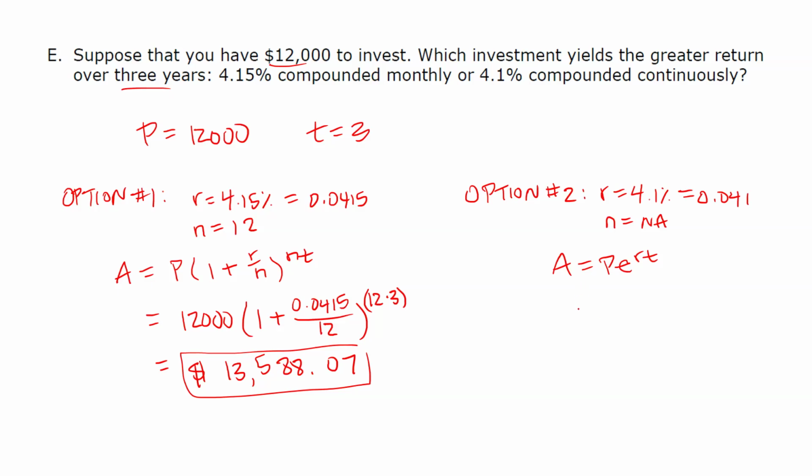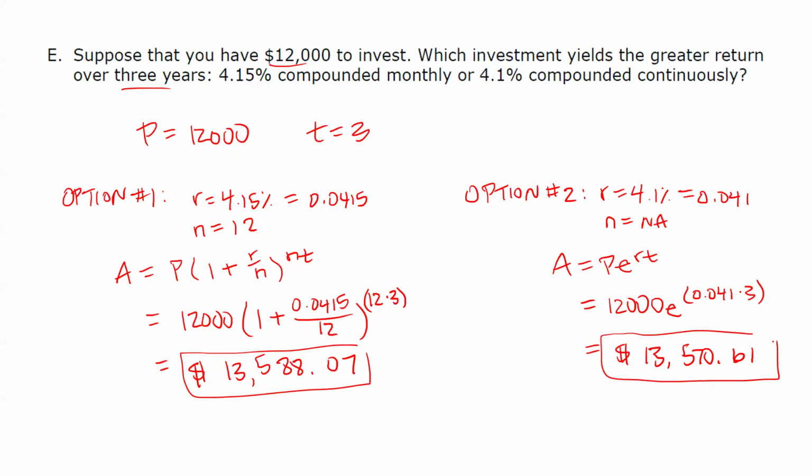Okay. For option 2, we'll substitute in our value. So we have 12,000 times E to the power 0.041 times 3. And our value is $13,570.61.